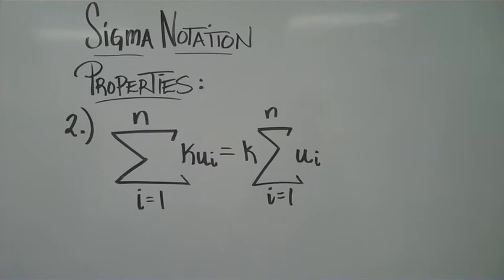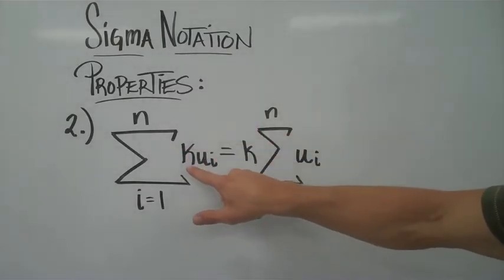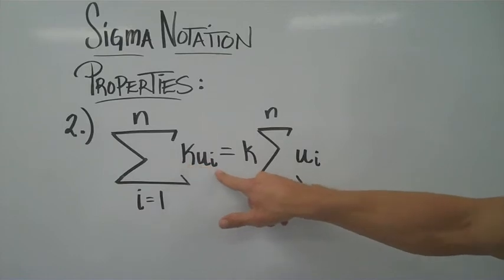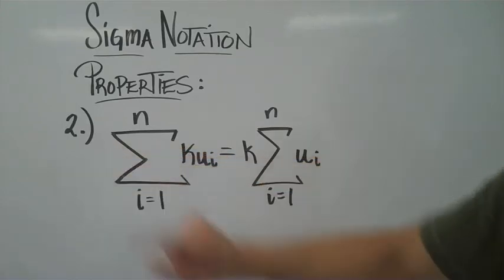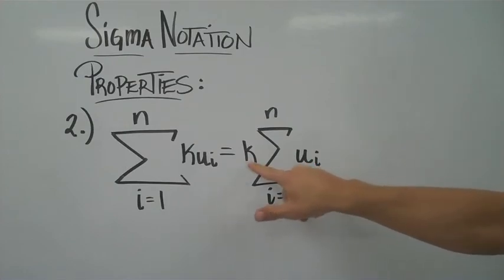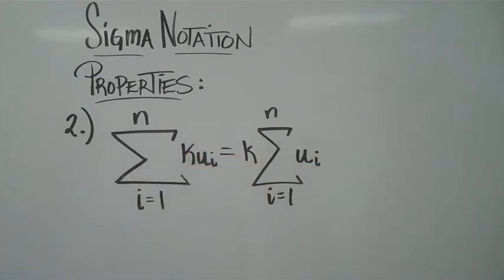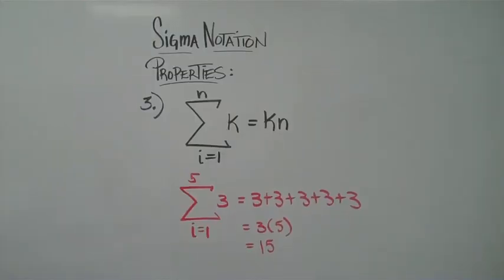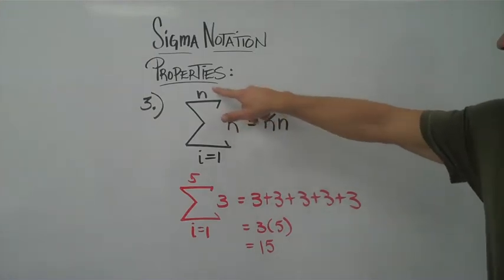Our second property should be no surprise for those of you who have been paying close attention all through the course. If we have sigma notation from i equals 1 to n of some constant k times u_i, we can pull this constant out in front and multiply it by our sigma notation. So this becomes k times sigma i equals 1 to n of u_i. We can pull that k out in front. That's just a constant.